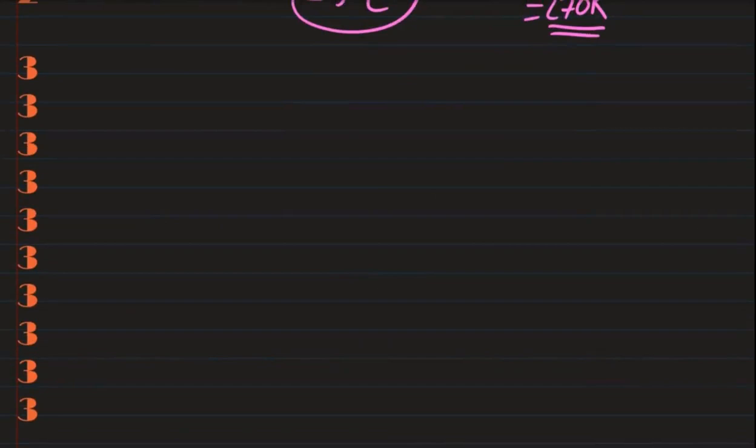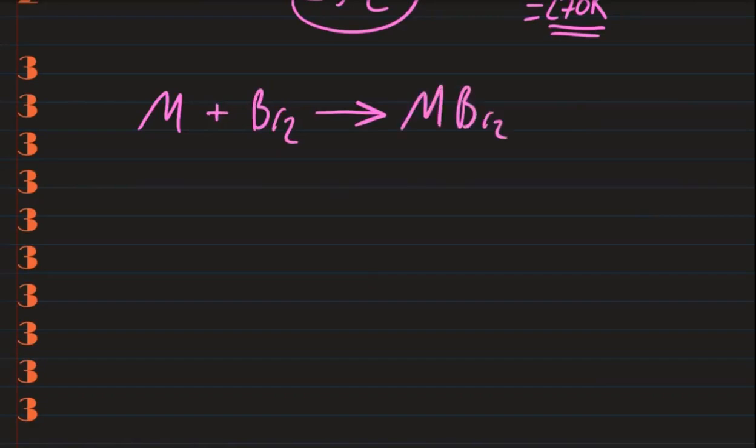Question 3. Bromine reacts with metal. What's the relative atomic mass of the metal? Okay, I think I'm going to have to do some stoichiometry here. So I've got, not magnesium, it's unknown metal M. Then it's going to react with some bromine, that diatomic, don't forget that, to make MBr2. Okay, that's balanced.